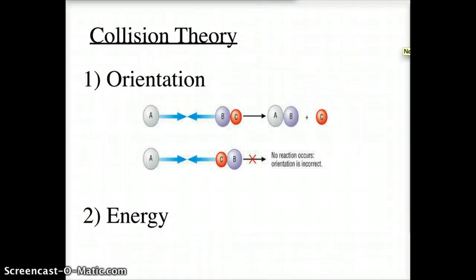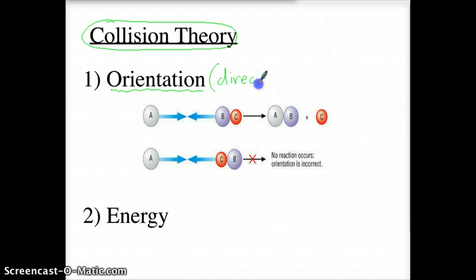Reactions only happen because of two main factors, and these fall under the umbrella of something called collision theory. This is the idea that explains what must be true for any chemical reaction to occur. So there's two things that must be true. Number one, molecules must have the correct orientation. What do I mean by orientation? Another word for orientation is direction. Molecules need to be facing the right way.